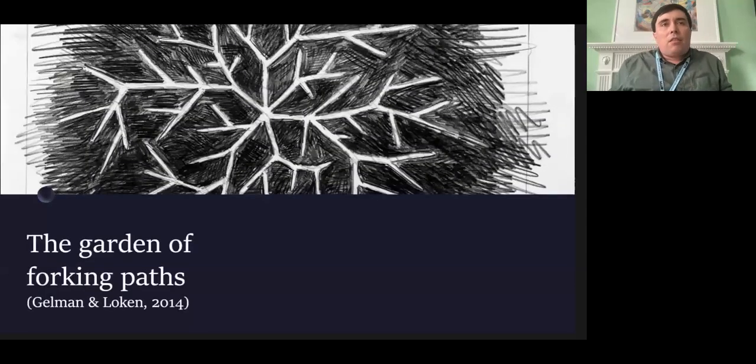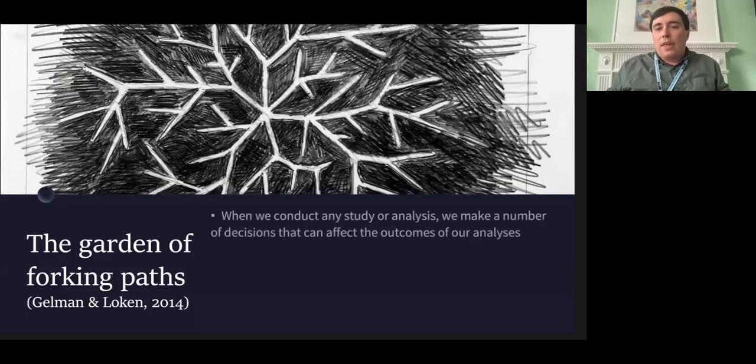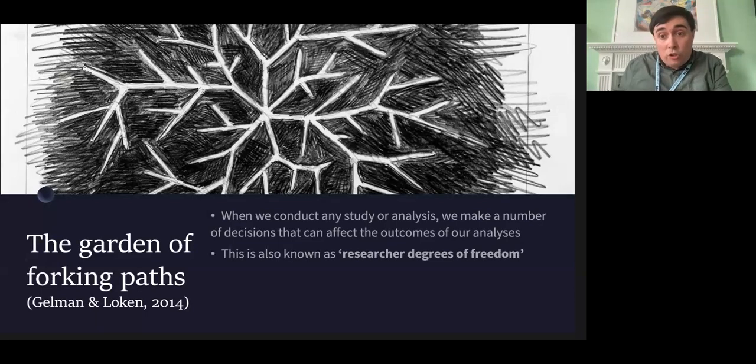So this leads us to the idea of the garden of forking paths, which is the idea that as researchers, we often explore the many paths and opportunities available to us, even if we don't acknowledge it. So we can make many decisions that affect our outcomes of analyses. These are often called researcher degrees of freedom, right?